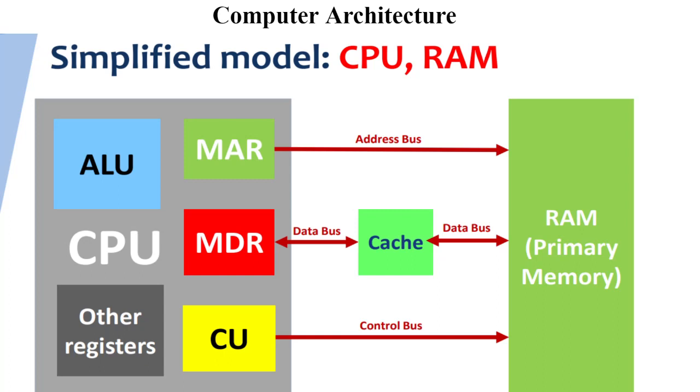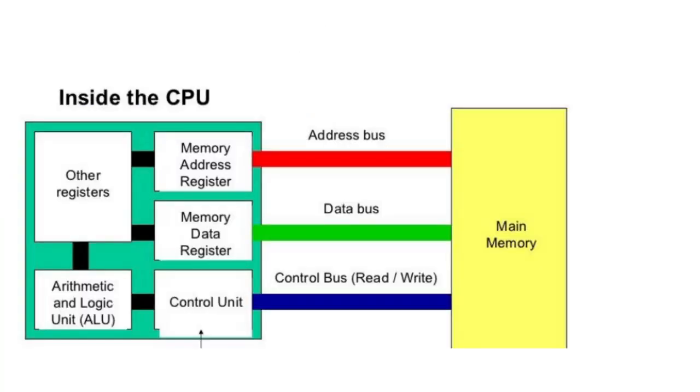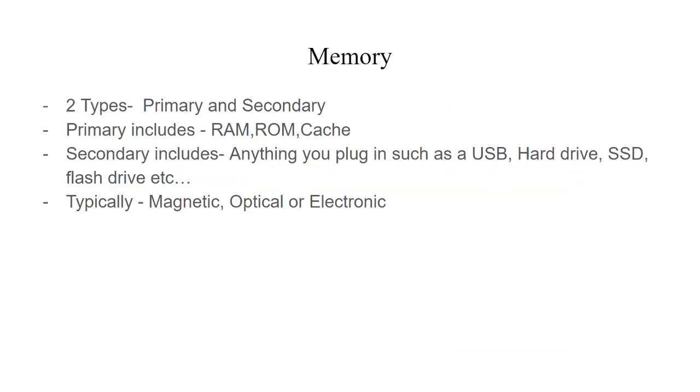So mainly just the definitions and functions, and for the memory, what's the difference between the primary memory and the secondary memory. Primary memory usually already comes installed in the computer. Secondary memory, you have to plug in. Anything you plug in, such as a USB, hard drive, SSD, solid state disk, flash drive, etc., is the secondary memory.